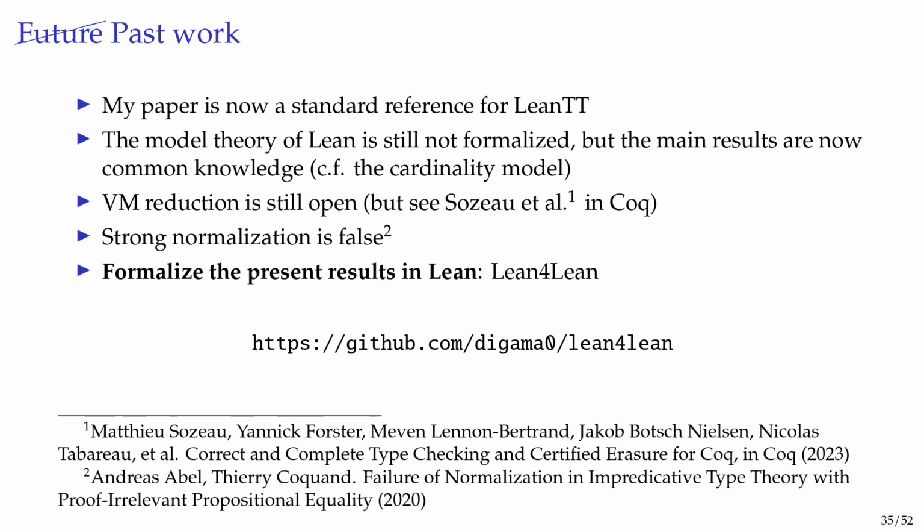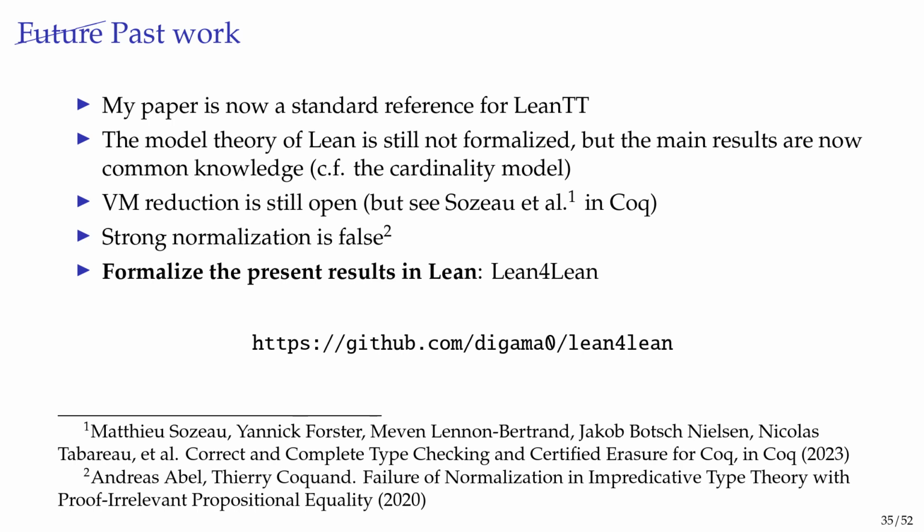There are these two main models, the cardinality model and this sort of tagging model where you make lots of types different or you make lots of types equal, and it helps to understand the structure of when Lean can prove things equal or not. The question I asked about VM reduction is still open, although there are some interesting results on this in Coq. Strong normalization has been disproved.